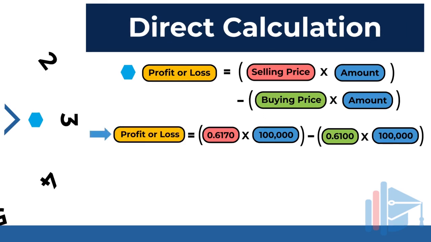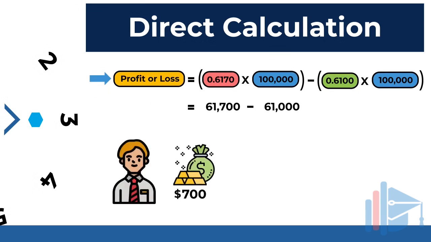The profit is calculated by subtracting the amount initially spent from the final amount received. By simplifying, 61,700 minus 61,000 is equal to 700. In this example, the trader makes a $700 profit from the transaction.